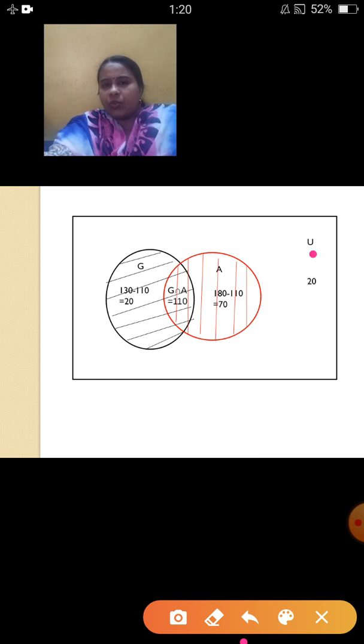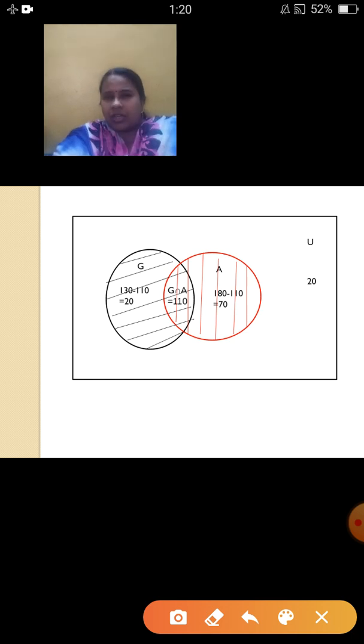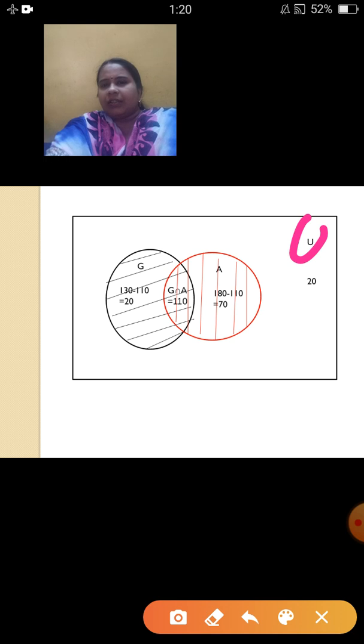Now what is this 20 that is written here? These are those students who do not have their hobby of rock climbing or sky watching. So they are there outside the set, but they are there in the universal set. That is the reason it is written outside here. Now let me check whether the total comes to the total number of students.